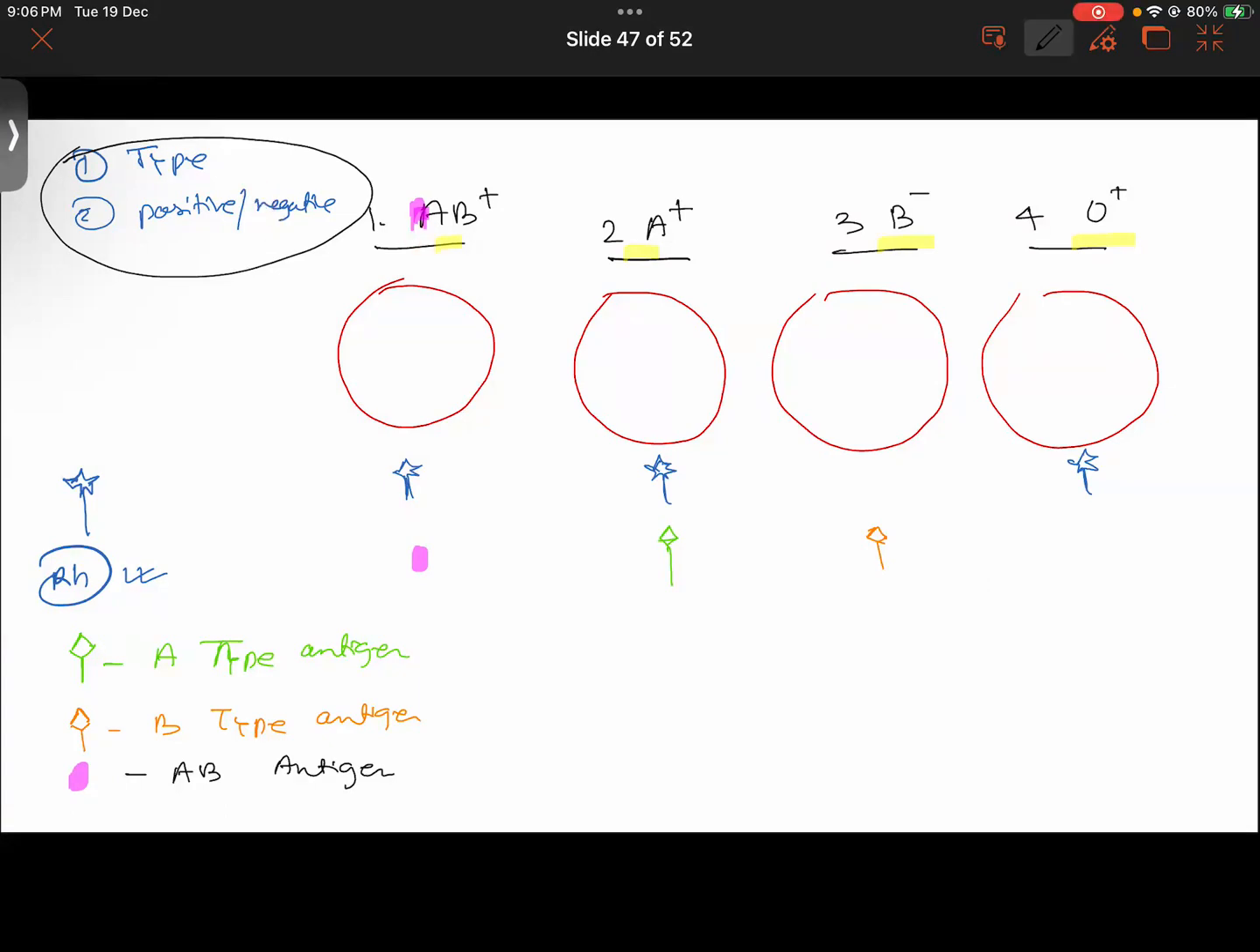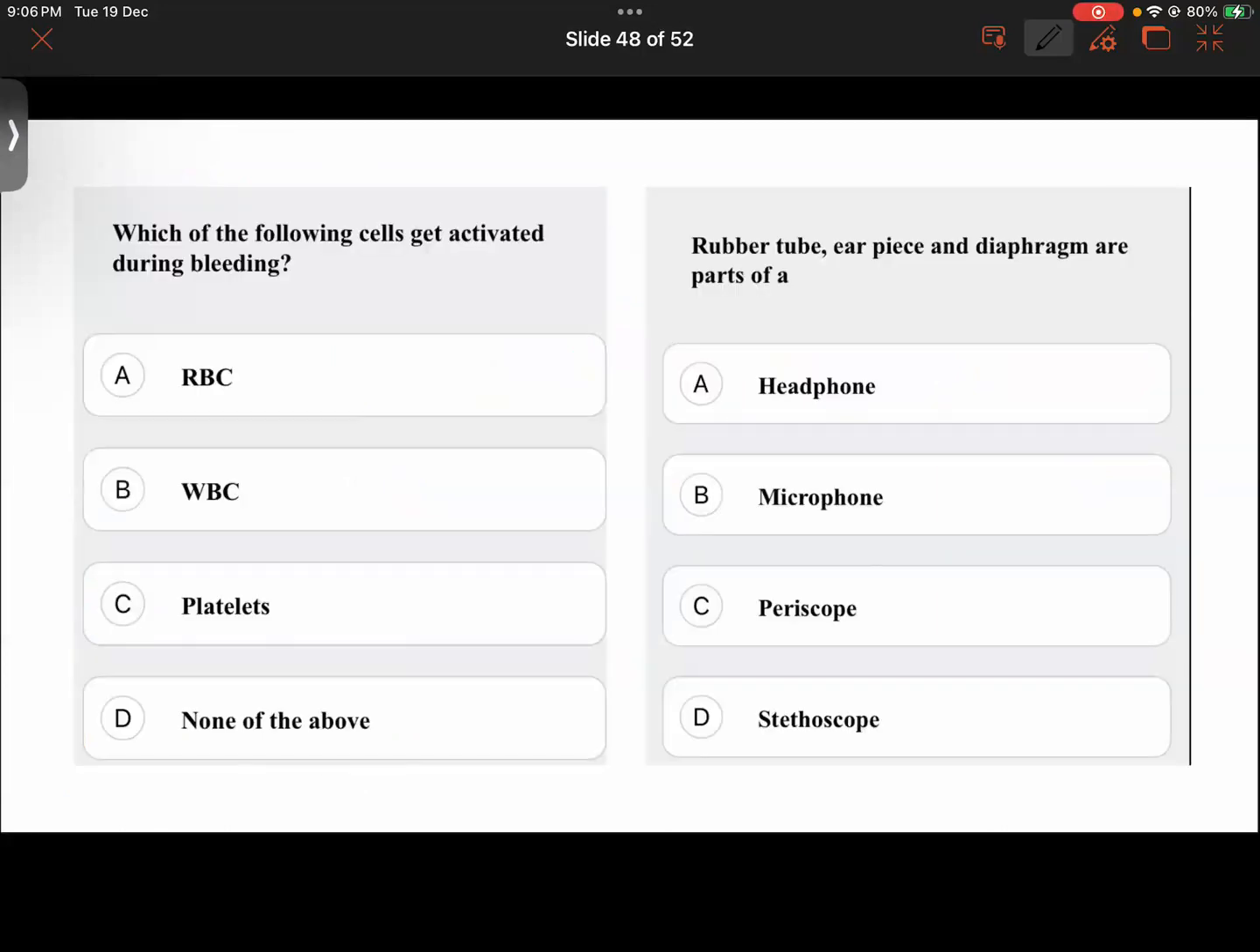Getting it now? Okay, everyone, well done. I hope you won't be forgetting this now, how blood groups are decided. Now let's move on to solve some questions. Read the first question, Sundus. Read the first question.